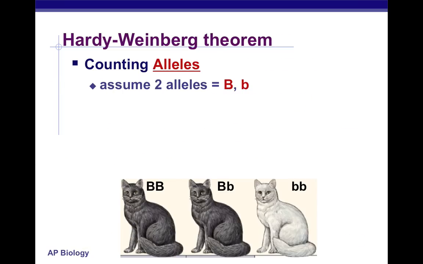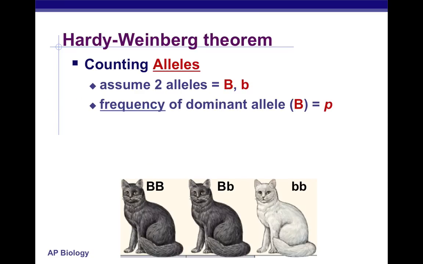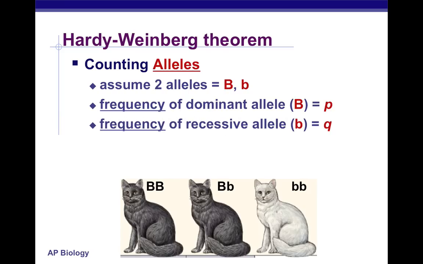So we're first going to look at the equation by counting alleles. So assume that there are 2 alleles in every gene. So there are two alleles, whether it be tall or short, wrinkled or smooth, whatever it may be. So we're going to refer to the dominant allele, which in this case is big B, as the letter P. Okay, so the letter P represents the dominant allele. The recessive allele is represented by the letter Q.